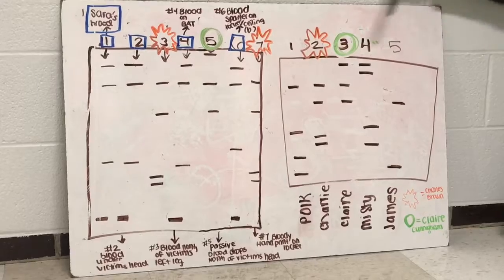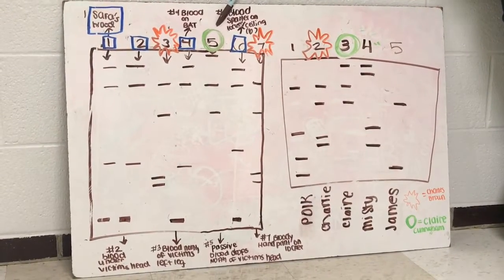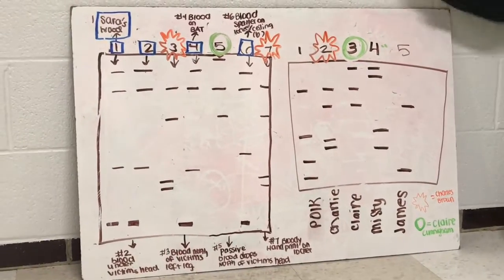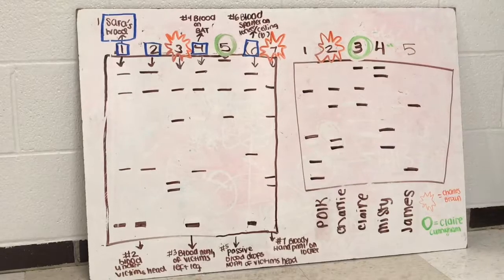Claire Cunningham's DNA was also found at the scene in passive blood drops north of the victim's head, which is 5. The rest of the DNA was confirmed to be the victim, Sarah's. None of the other suspects' DNA was found at the scene.